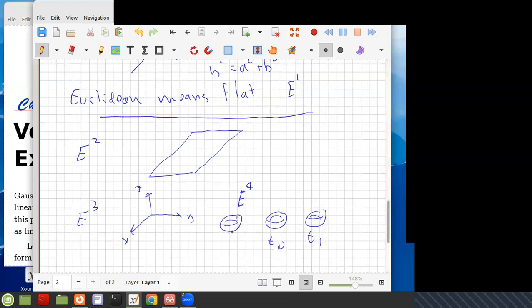This is my rendition of a sphere. It looks more like an eye, but okay. But you can imagine this is the Earth.